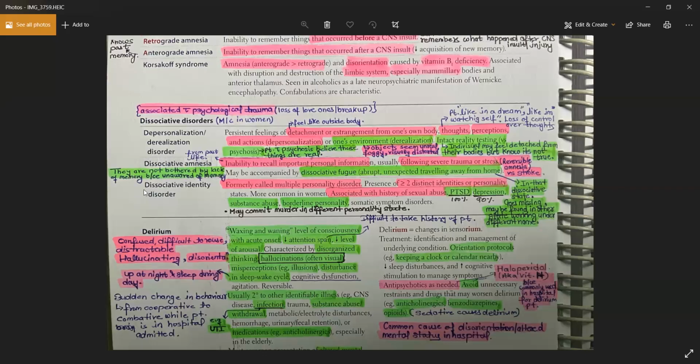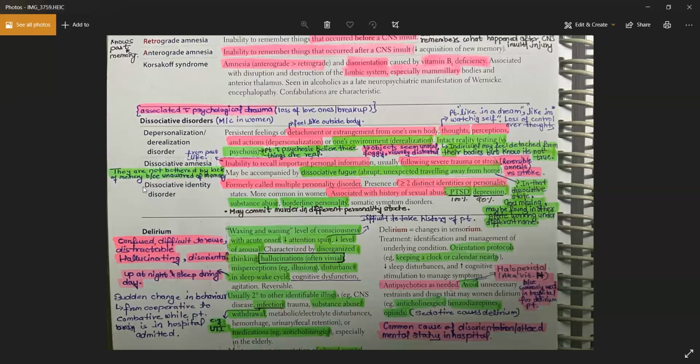Okay, then you have dissociative identity disorder. It is also known as multiple personality disorder, in which the patient's memory splits into two. At one time they behave like one person, and at another time they behave like another person. So they have two distinct memories, and sometimes, while behaving like another person, they can even commit a murder.